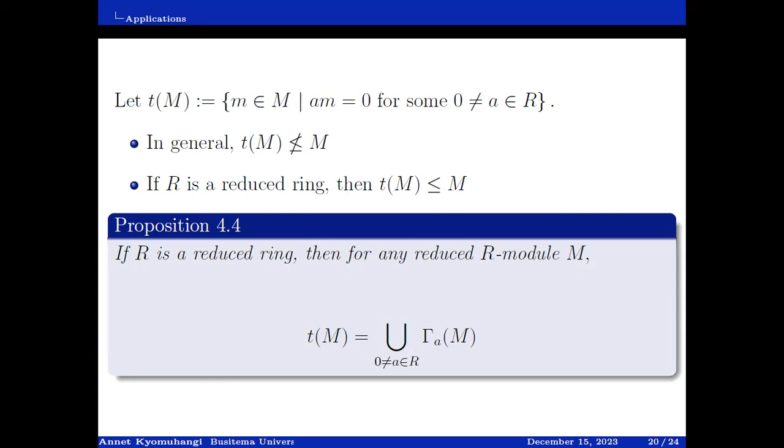Remember the definition of Γ_a(M): you're collecting all m for which these elements are annihilated by powers of a. But now, once our module is reduced, we drop the power on a and have it defined this way, for a fixed element a. Because this is a collection of all the elements annihilated by a, we are looking at all the non-zero elements of the ring, and we find that taking the union of all these Γ_a's with respect to the non-zero elements of this ring gives you the torsion submodule.